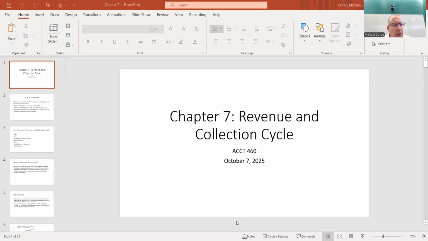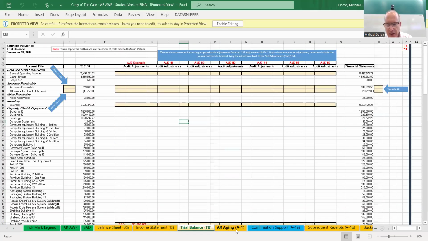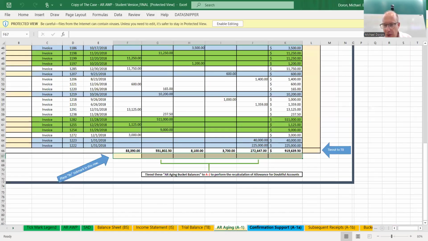Okay, so here's the tick mark legend. These are all the different tick marks you use. Copy of the balance sheet, the income statement, trial balance, aging of accounts receivable. And there's a bunch of different tabs here.